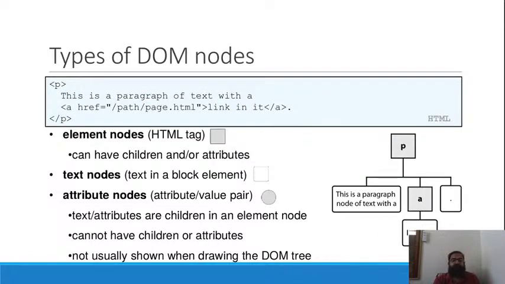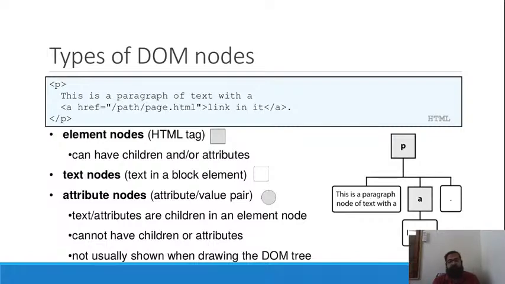So, types of DOM nodes: you have element nodes, which are the HTML tags, and can have children and/or attributes. Then you have text nodes, which are text in a block element. And attribute nodes, which are attribute-value pairs; the text or attributes are children in an element node, and attribute nodes cannot have children or attributes. So you have element nodes, text nodes, and attribute nodes.